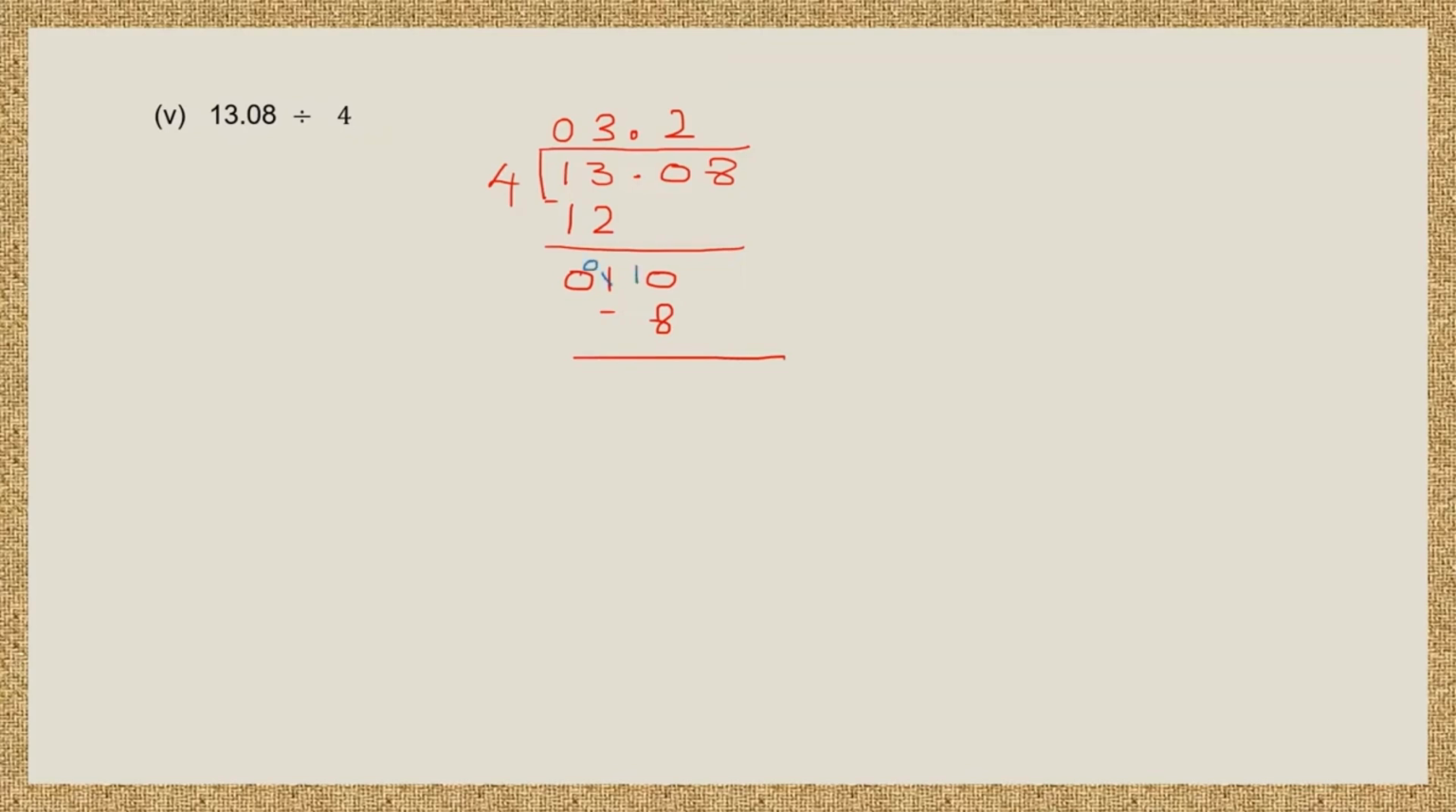So now it is 10 minus 8, which is 2. I bring down the next digit, which is 8. Now my number is 28. 4 sevens are 28 minus. So my final answer for this question is 3.27.